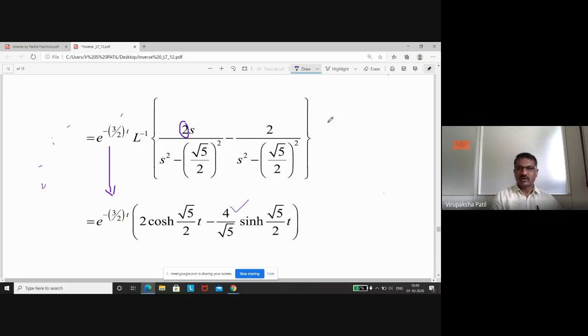That is of the form L inverse of s divided by s square minus a square type. S square minus a square, by using the standard result, you can write this one as cos hyperbolic a into t, which will give you 2 as it is.